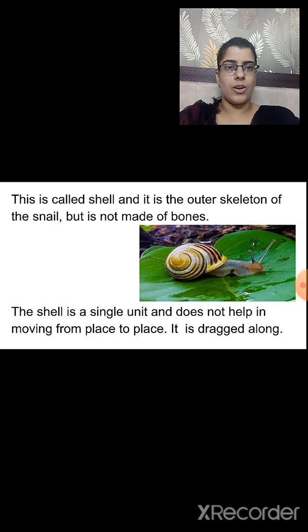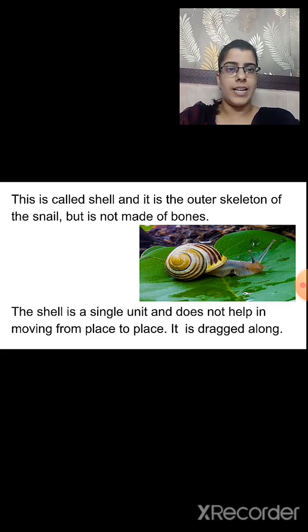The rounded structure on its back is called a shell, and it is the outer skeleton of the snail, but it is not made of bones. The shell is a single unit and does not help in moving from place to place. It is dragged along with the snail.